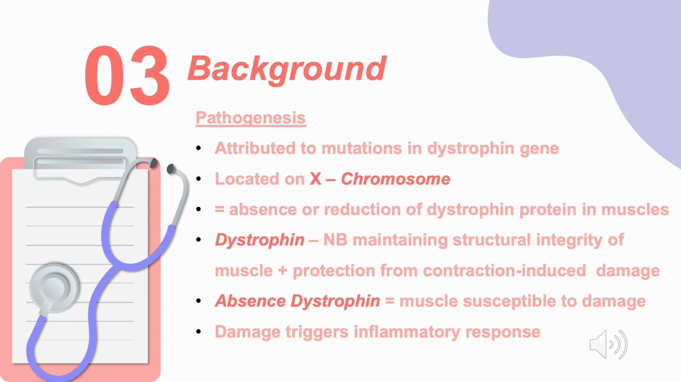Pathogenesis. The pathogenesis of DMD is attributed to mutations in the dystrophin gene, which is located on the X chromosome. This then leads to the absence or reduction of dystrophin protein in muscles. Dystrophin protein plays an important role in maintaining the structural integrity of muscle fibers and protecting them from contraction-induced damage. In the absence of dystrophin, the muscle fibers become more susceptible to damage, triggering an inflammatory response.